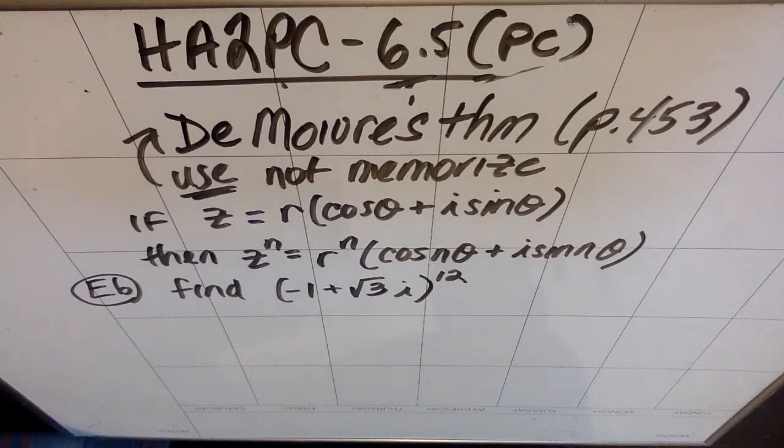And this is Honors Algebra 2 Pre-Calc, section 6.5 of Pre-Calculus, which is trigonometric form of complex numbers. We're going to talk about DeMoivre's theorem, which is on page 453. This is another use but don't memorize. It's great if you have this memorized, but you certainly don't have to.